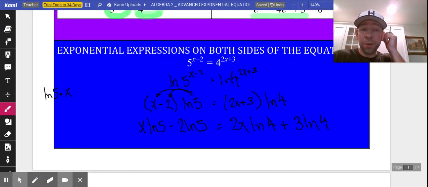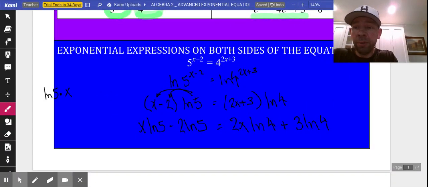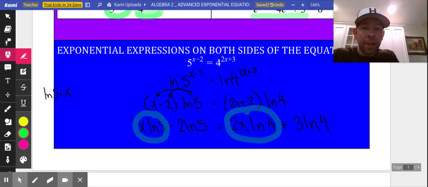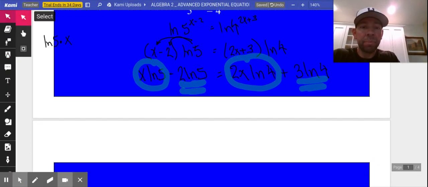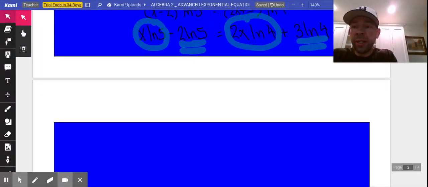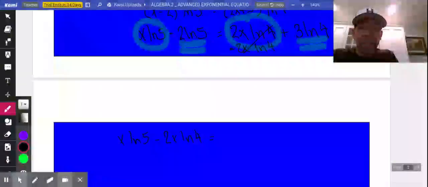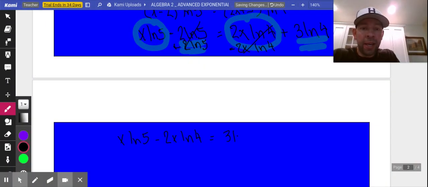And like I said, I want to get the terms that have an x in them on one side together. So I want to get this term and this term on the left side, and then I'll move this term over to the right side to join this term over here. So that's my game plan. The first thing I'm going to do is subtract this term to the other side, so that those cancel, and I get x ln of 5 minus 2x ln of 4. And then I'm going to add this term over to the right-hand side so that those cancel. I'll have 3 ln of 4 plus 2 ln of 5. Whoopsie, that got messy. Okay.